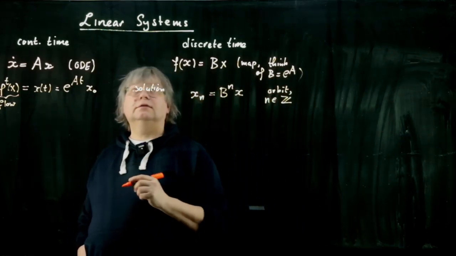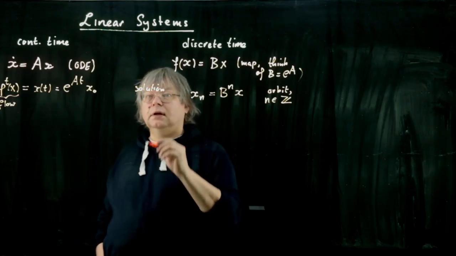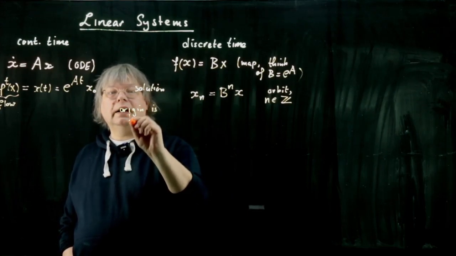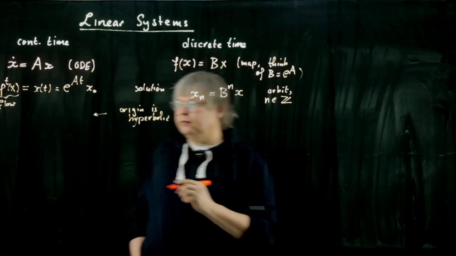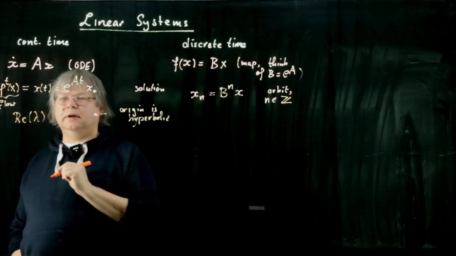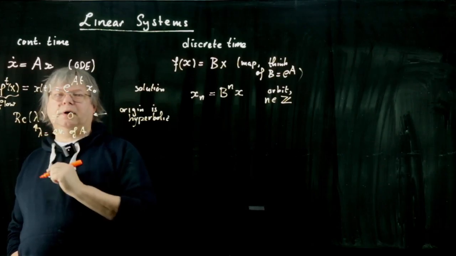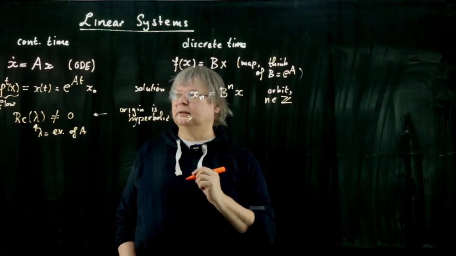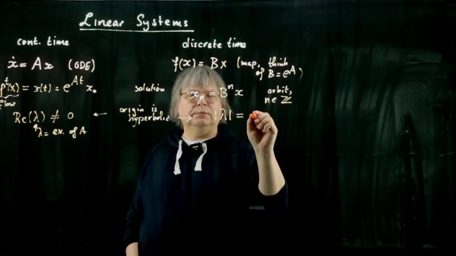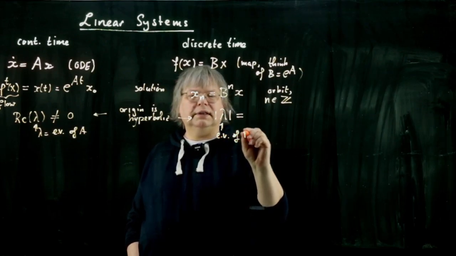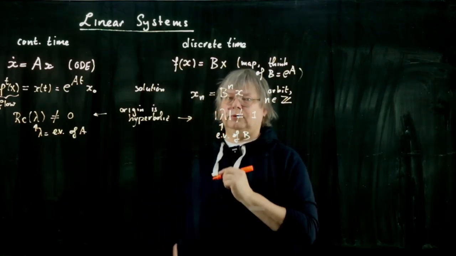The origin is always fixed. That is, on the left-hand side it's a stationary point, on the right-hand side it's a fixed point. So the origin is hyperbolic. Well, this means that if I take the eigenvalues lambda of A, and that has a non-zero real part, then we call it hyperbolic. In the discrete case, we take the same thing, but now we ask ourselves if the absolute value, the modulus, of this eigenvalue of B is not on the unit circle.